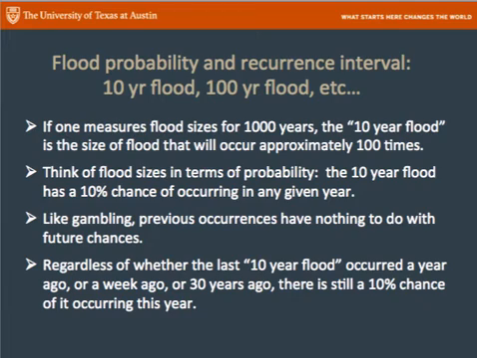It's really important to remember that just because you had a 100-year flood one year doesn't mean you can't have another one the next. This is a calculation, it's a probability. Regardless of whether the 10-year flood occurred last week or last year or 30 years ago, there's still a 10% chance of having a 10-year flood this year. And you can have one back to back.